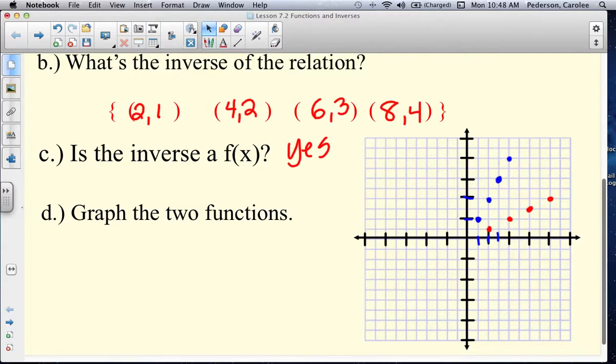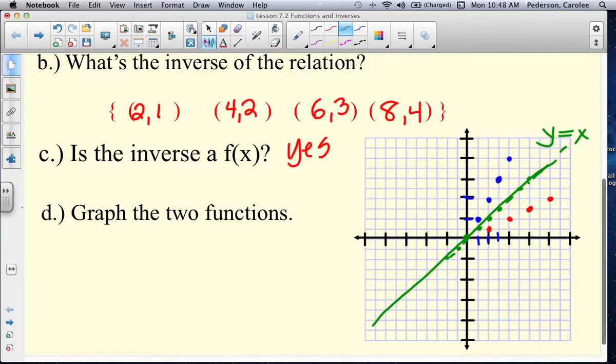There is a line which we call the identity line. If I create these ordered pairs here about the line y equals x, what happens is the blue and the red ordered pairs are reflected about this identity line. The identity line has a slope of 1 and a y-intercept of 0.